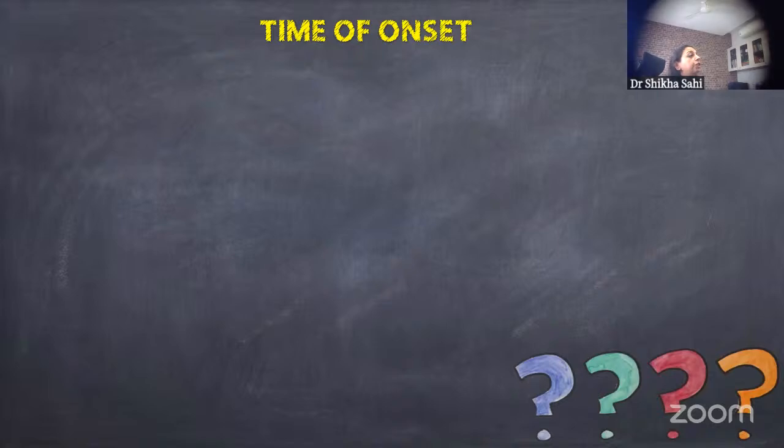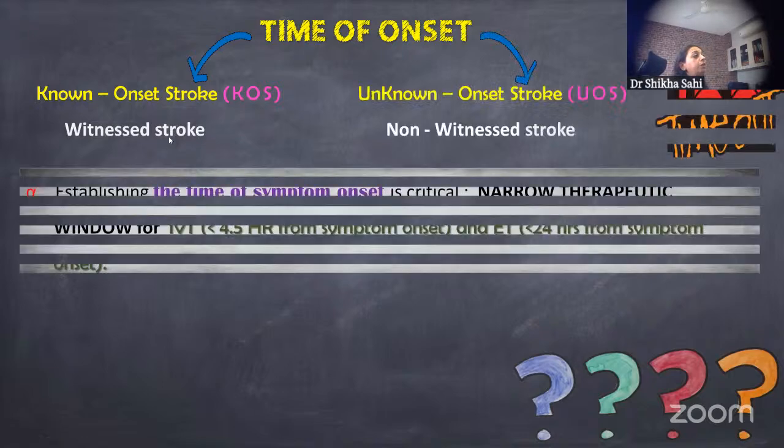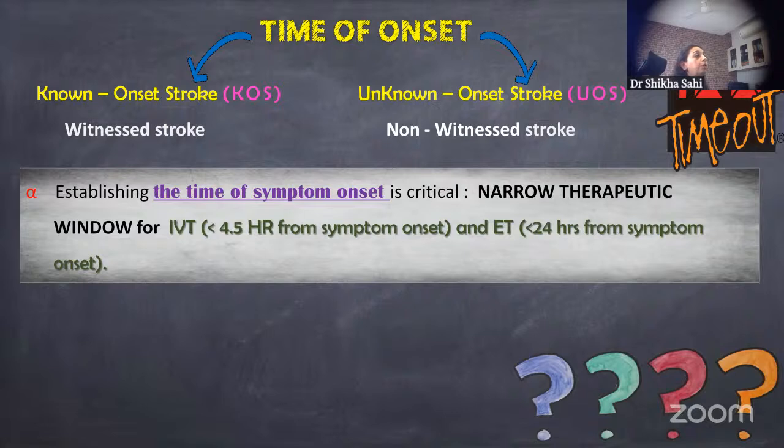So time of onset, why is it important? There are basically two types. Either it is a witnessed stroke, which is called known onset stroke, or it is an unwitnessed stroke in which nobody knew when the stroke happened. This is called unknown onset stroke.